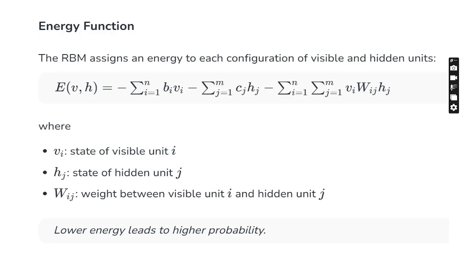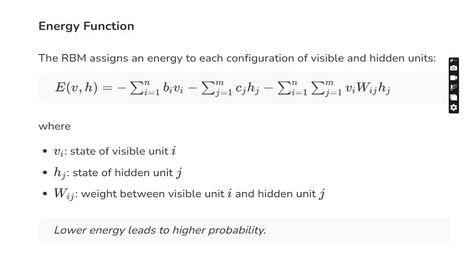considers an energy function. The energy function is given by E of V, H, where V is the visible layer and H is the hidden layer. There is a summation from i equal to 1 to n. The bias associated with the visible layer is obtained with Bi into Vi, and the bias associated with the hidden layer is Cj into Hj. We take the difference of these two for finding the error correlation factor.